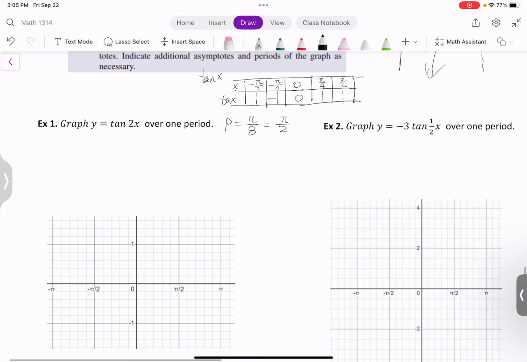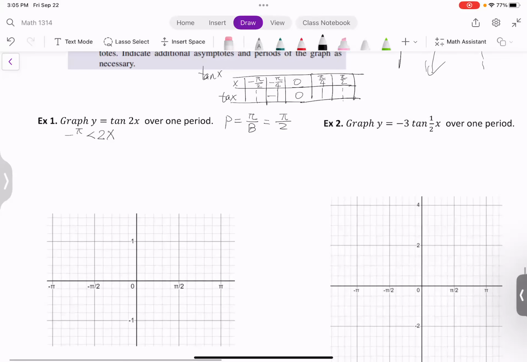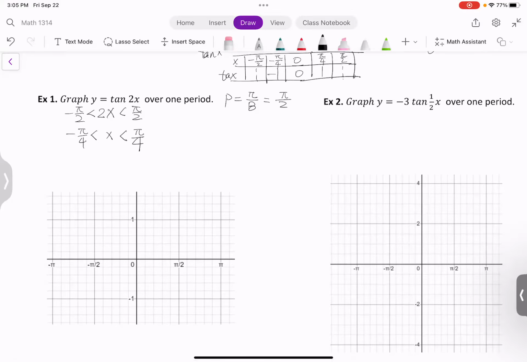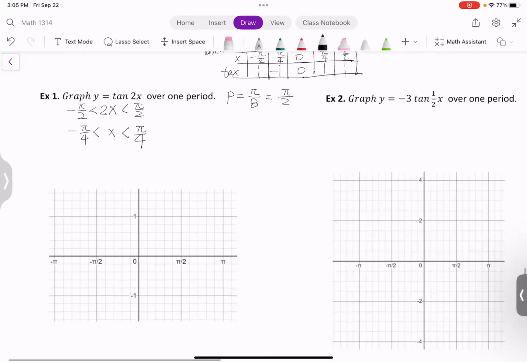Okay, what are these? So let's find the new full cycle for tangent 2x. We put the 2x between negative half pi and half pi. So divide by 2 for the x. So x is greater than negative pi over 4 and less than pi over 4. I need to divide. This is not a very good image, but it's okay. So this is negative pi over 4, and this is pi over 4. I need to divide it into 4 equal parts.